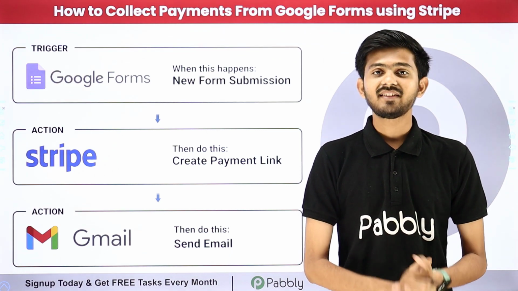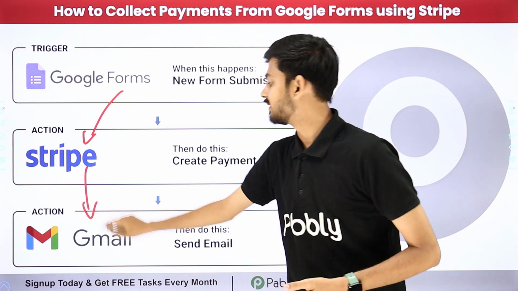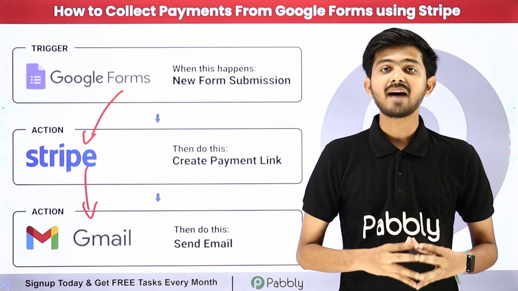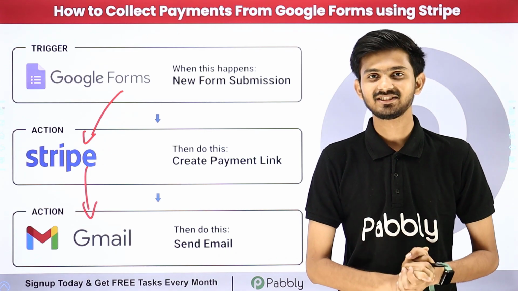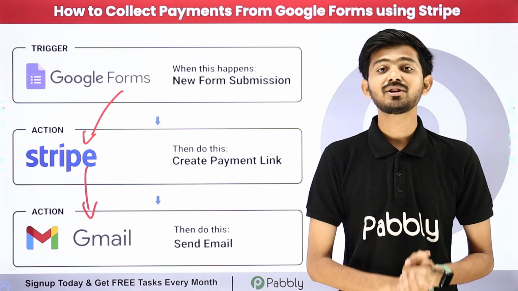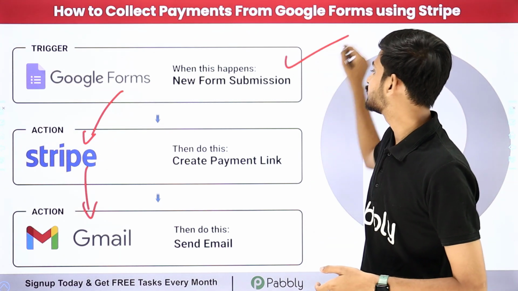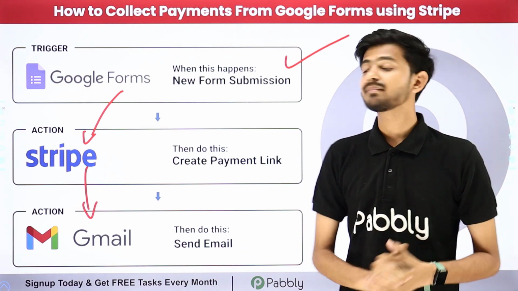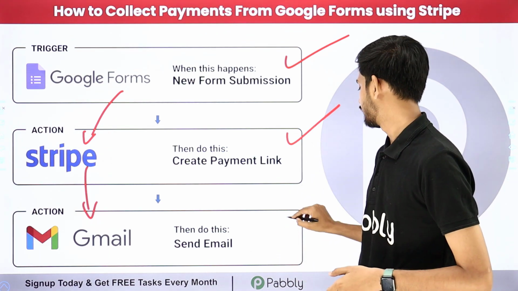So for my objective, I have to build a connection between Google Forms, Stripe and Gmail. For building this connection, I'm going to use Pabbly Connect, which is an amazing software for automation and integration. In Pabbly Connect, I have to use trigger and actions. In the trigger application, I'm going to use Google Forms. In the action applications, first I'm going to use Stripe, and last, I'm going to use Gmail.